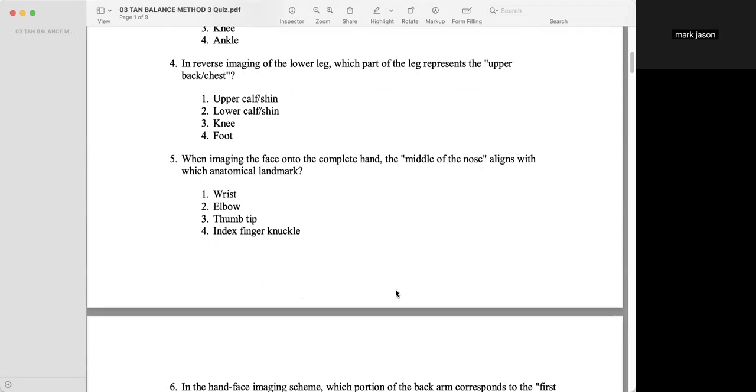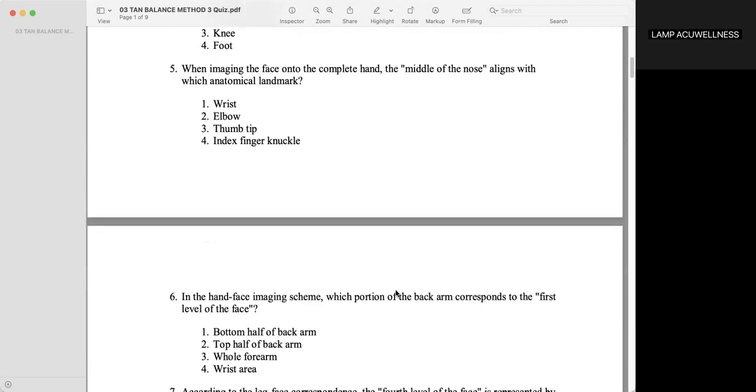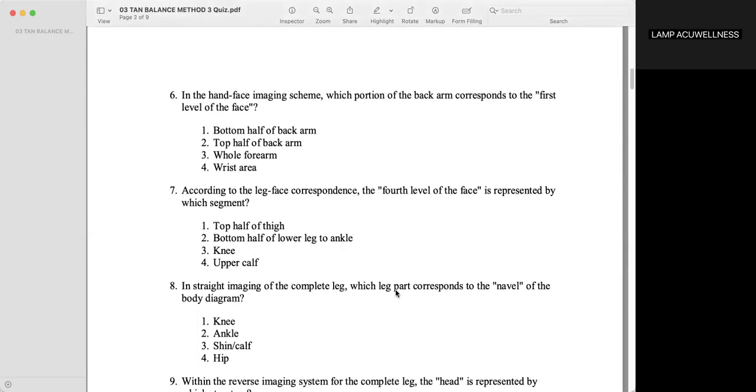The lower calf shin. Number 2. When imaging the face onto the complete hand, the middle of the nose aligns with which anatomical landmark? The elbow. In the hand face imaging scheme, which portion of the back arm corresponds to the first level of the face? Top half of back arm.